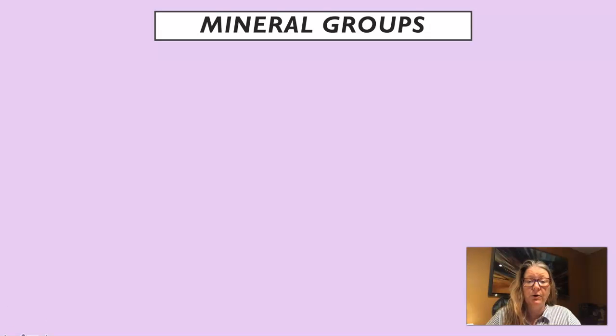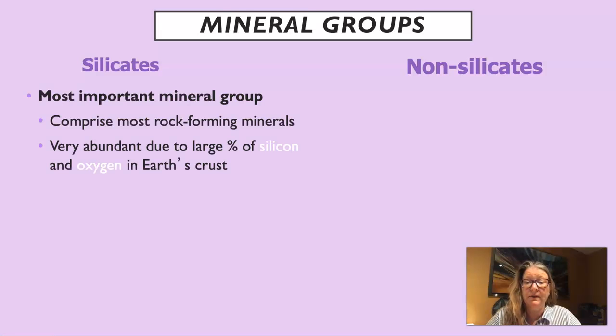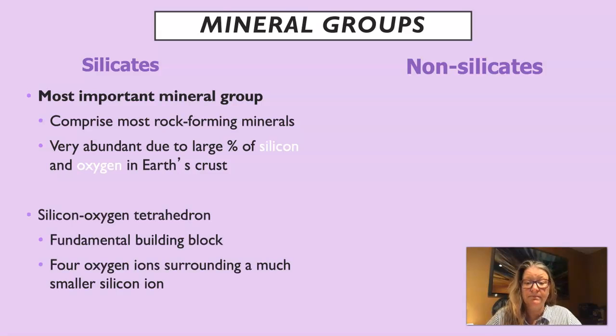So the two mineral groups, as I've just alluded, are silicates and non-silicates. So we'll start by looking at the silicate group. As I mentioned, these are the most important mineral group when it comes to rock-forming minerals. And the reason they're so abundant is because there's so much silicon and oxygen in the Earth's crust, like I just showed you. The fundamental building block of silicate minerals is the silicon-oxygen tetrahedron.